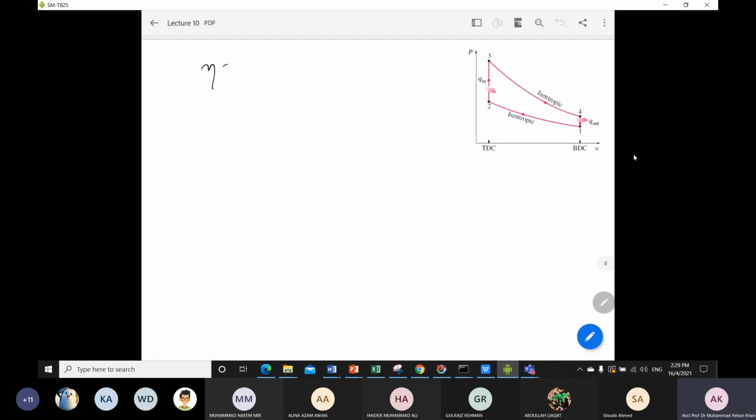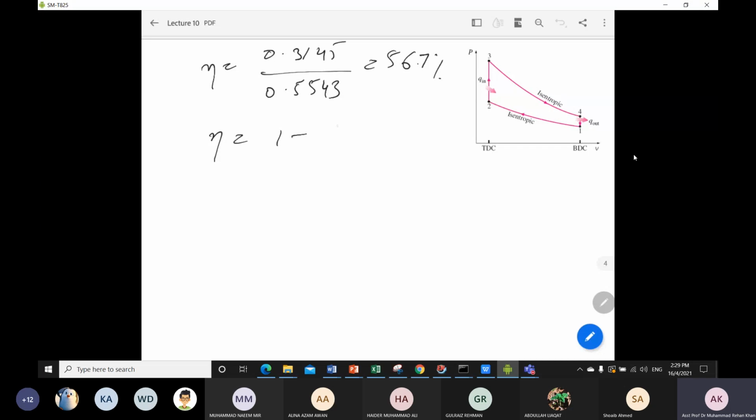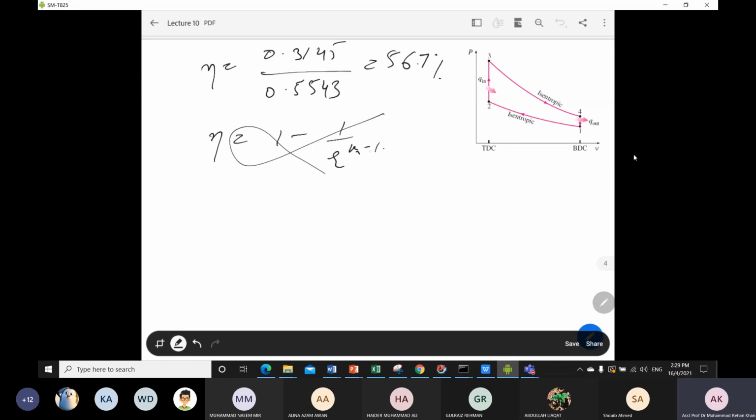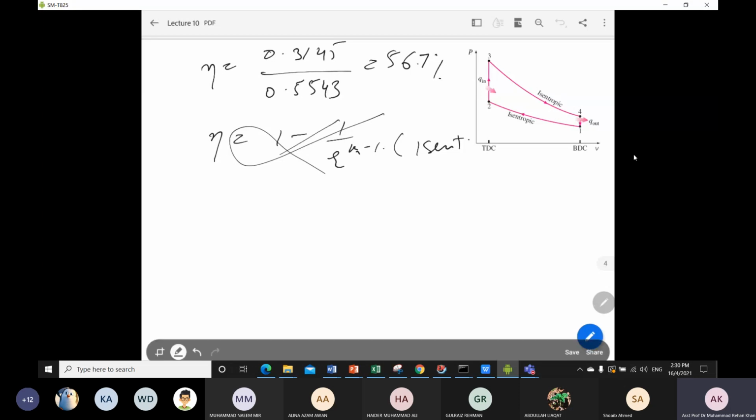Okay, so your efficiency is equal to 0.3145, which is your W net, and Q in is equal to 0.5543, and if you calculate it, 56.7%. And here remember that the equation which we already derived, 1 minus 1 over r to the power k minus 1, is not valid for the polytropic process, because this equation is developed for the isentropic process by making the assumption of isentropic processes. So that's why I do not use this equation.